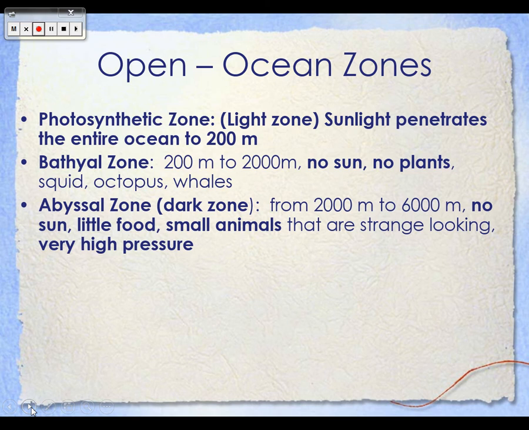We have the open ocean zone, which has a photosynthetic zone at the top. If light can go down, then it's a photosynthetic zone. The bathyl zone is below the photosynthetic. That's where no sun and no plants are found. And then we have the abyssal zone. It's the deep dark zone. It's literally at the bottom from 2,000 to 6,000 meters, sometimes farther than that. There's no sun, little food. The critters that live down there are smaller than their counterparts up in the photosynthetic or bathyl zone. There's very high pressure. And that's it.